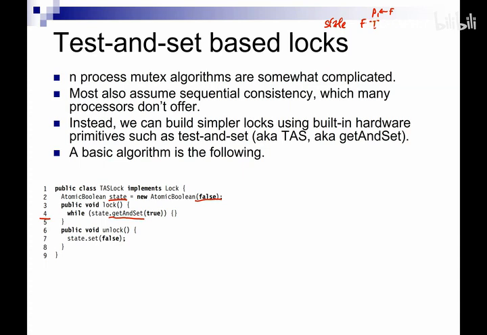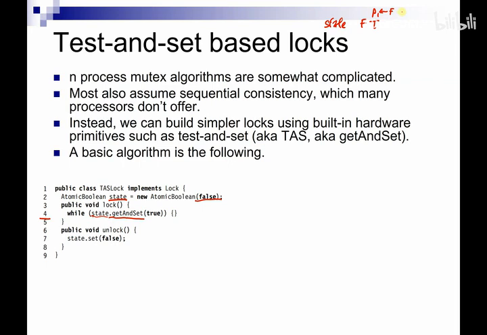So P1 is going to see that he can go into the critical section, because here you only wait while state is true. P1 saw that state was false, so P1 can finish its lock operation and get the lock.